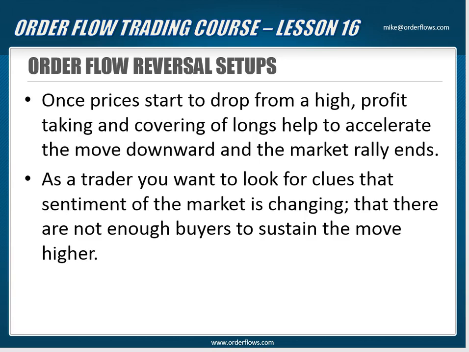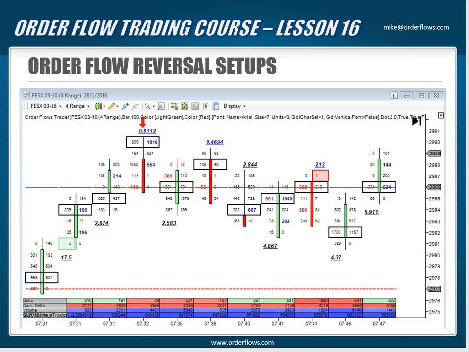So, as a trader, you want to look for clues that the sentiment of the market is changing, that there are not enough buyers to sustain the move higher. Okay, so for example, here's a chart of the market moving up. You get aggressive buyers on the way up, buying imbalances 196, 200, 500, 1000 right at the high. Can't get past this level. What's the market telling you? You have people being aggressive, but they can't move the market any higher, and what happens? The market sells off.